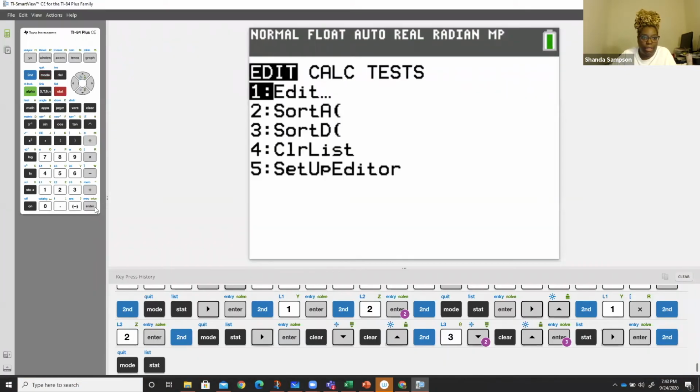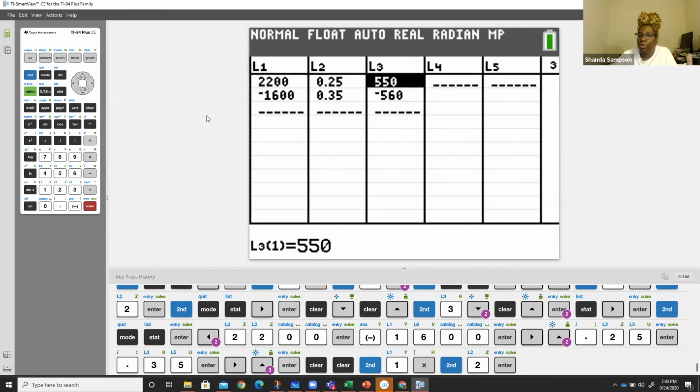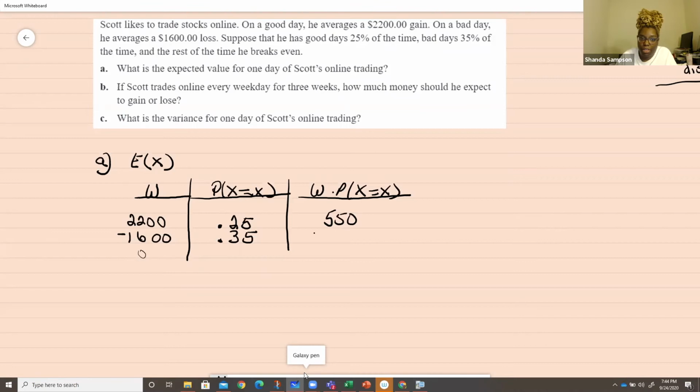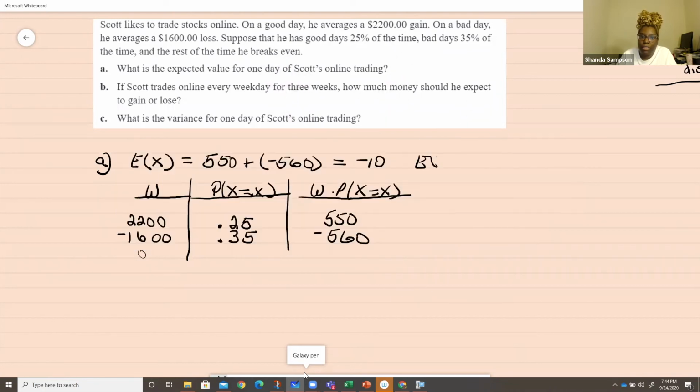Just so we can get another feel of putting these numbers in, L1 times L2. Those are my two numbers, 550 and negative 560. I could have gotten those by multiplying by hand, but see how we can use the calculator. And we know our expected value is equal to the sum of that. So 550 plus negative 560 is obviously equal to negative 10. So our expected value is negative 10.